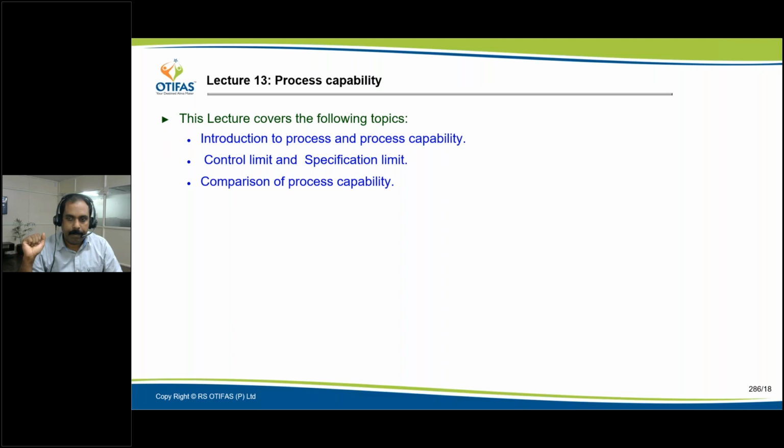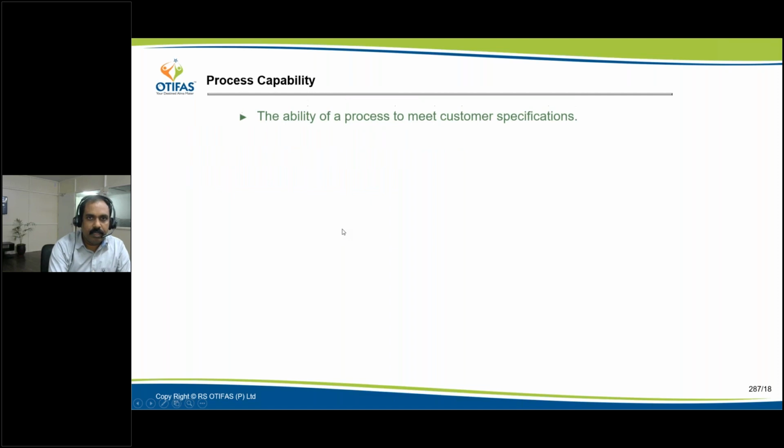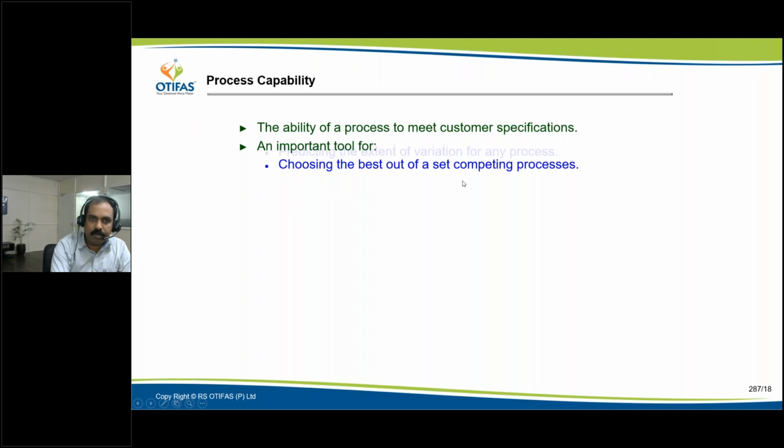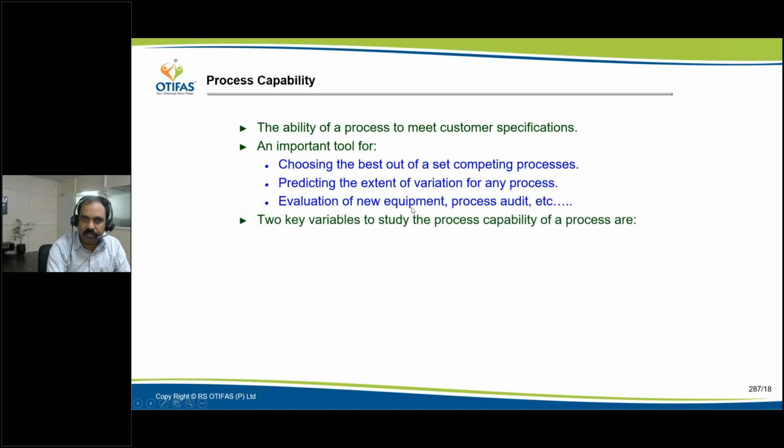Process. Good. So control limits are not given by anyone. Specification limits are given by the customer. Now let us see what process capability is. Process capability is the ability of a process to meet customer specification. It is an important tool for choosing the best out of a set of competing processes, predicting the extent of variation in any process, and evaluating new equipment, processes, supplies, whatever it may be. Process capability is a good tool to select your suppliers.